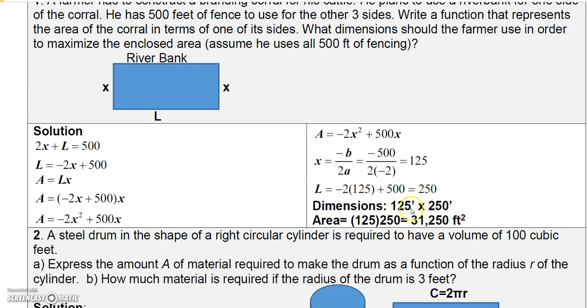Now if you wanted the maximum area, you could get it two ways. The easiest way, since we know what L and W are, is just to multiply those together to get the area. But if you wanted to do it a more difficult way, you could take the 125 and plug it into this area function and evaluate this function at 125, and it would also give you the area. But either way, you should get the same value, 31,250 square feet.